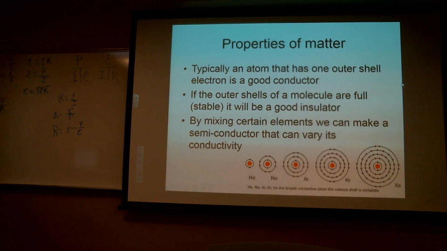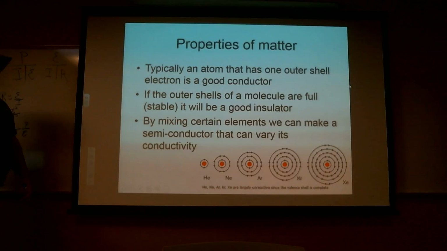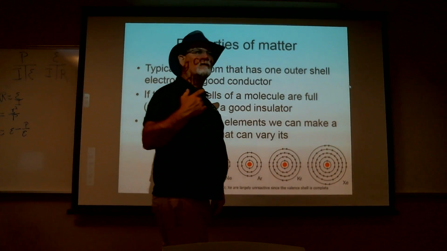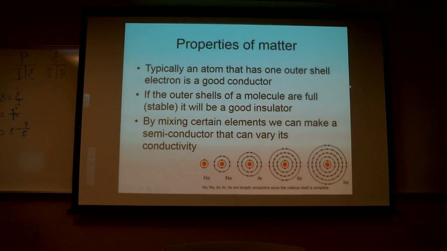So, again, atoms with 1 electron in the outer shell are your best conductors. It's also not too bad if it's got 1 hole. So if I've got a shell that's almost completely full, that'll take on an electron. And then when another one comes along, it'll give it up and take the next one, and the next one, and the next one, etc. So that makes an okay conductor as well.